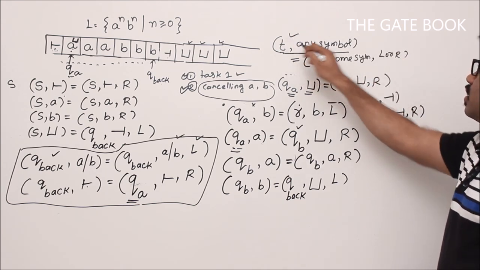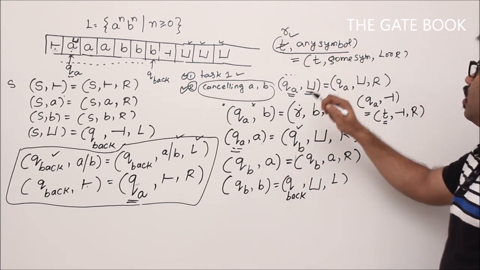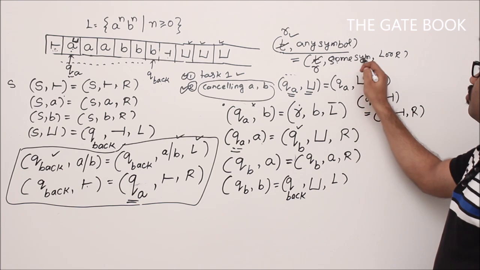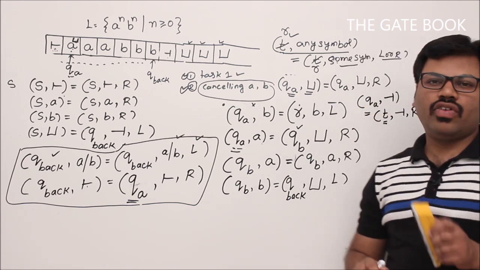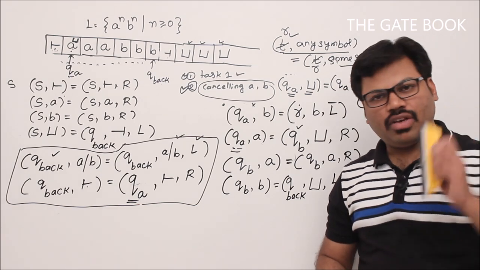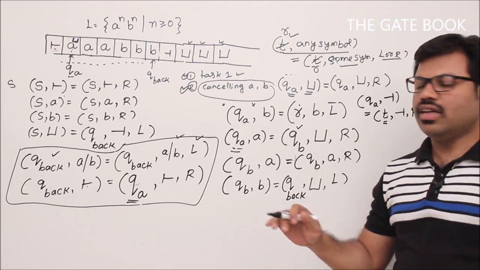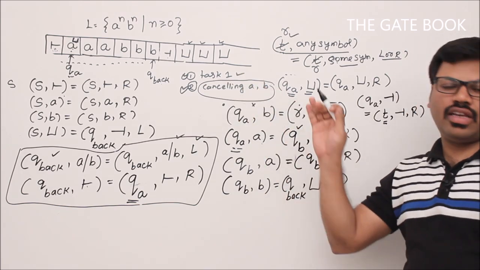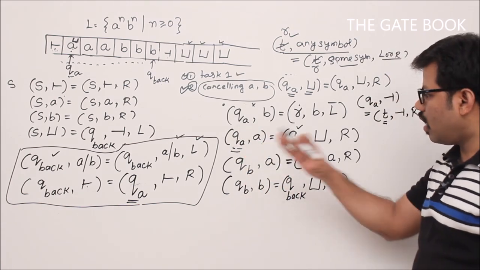Similarly, we have to define this kind of action for reject. Reject on any symbol, reject and write some symbol and go to left or right, doesn't matter. So that always when you reach final, you will be in final. When you reach reject, that means already you decided that the input is wrong, then be in that mode. That's it. Okay, so this is about almost all the actions.